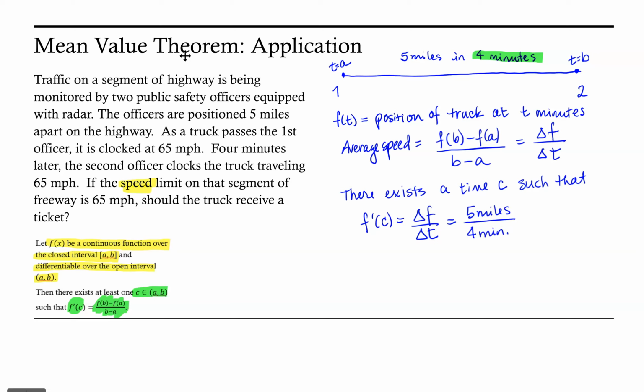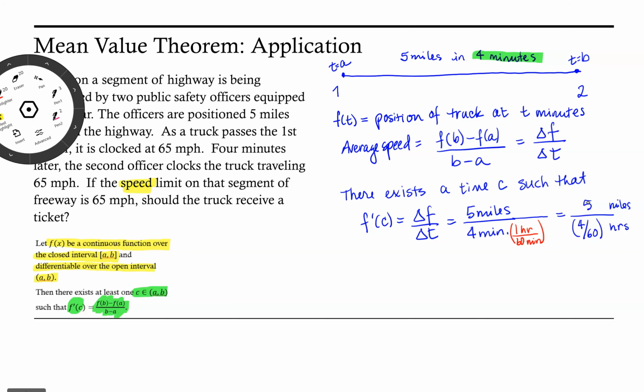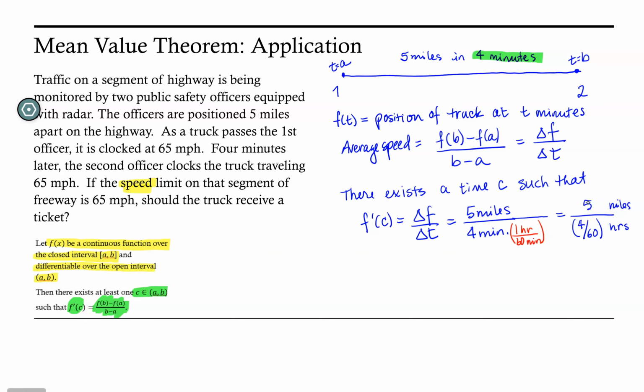Now, to change this into a form where we can judge the actual speed of the truck, we need to convert minutes to hours. So let's go ahead and convert. We'll say 1 hour is equal to 60 minutes. So we'll convert that in the denominator. And so what we end up with is 5 over, I'm going to write it as 4/60ths for the moment. And our units here are miles and hours. Now my 4/60ths can simplify. 4 goes into 4 once and into 60 15 times.